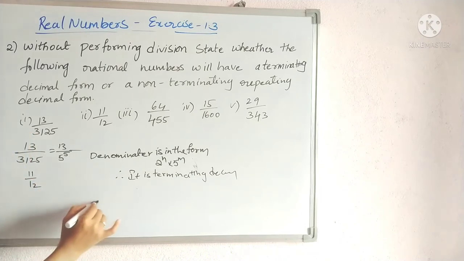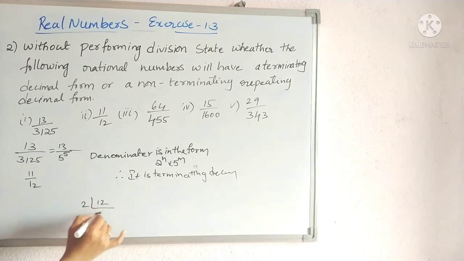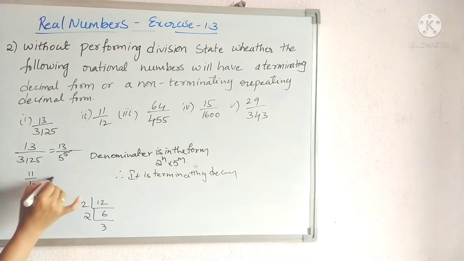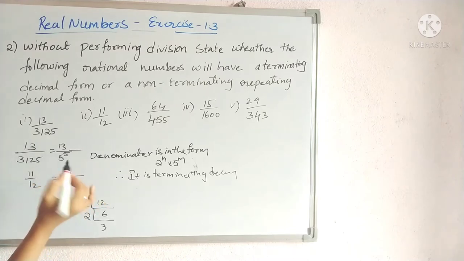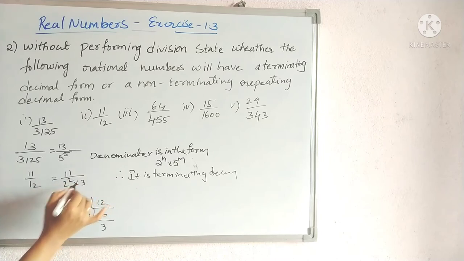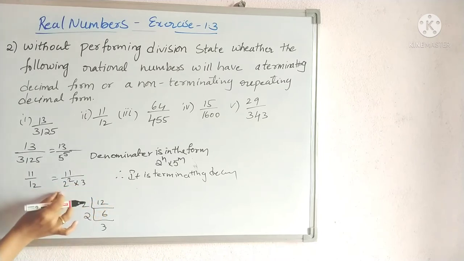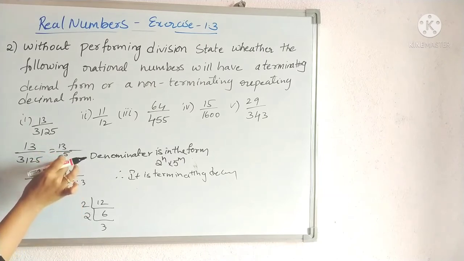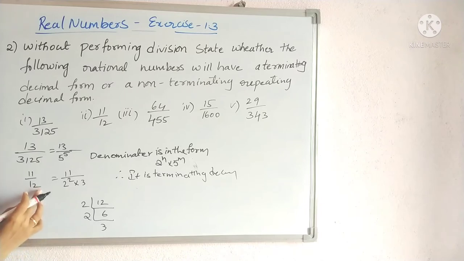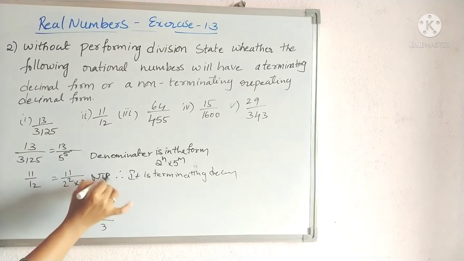Right. And if you check the second one, 11 by 12. Take the denominator, 12: 2 6s are 12, and 2 3s are 6. I am not writing, but I am explaining. Here, this is 2 square into 3. What about the denominator? Only 2s or only 5s, or are both 2 and 5 present in the denominator? Only then is it terminating. Otherwise, it is a non-terminating repeating decimal.